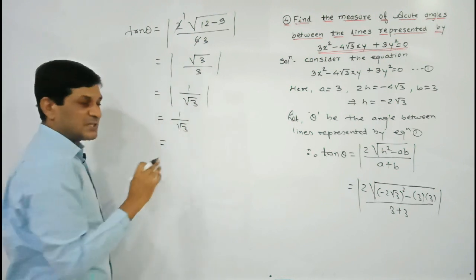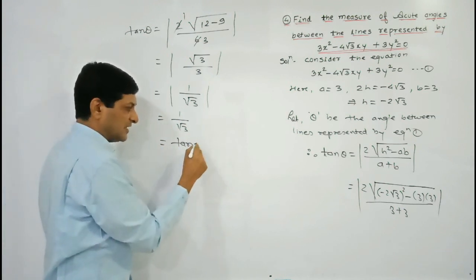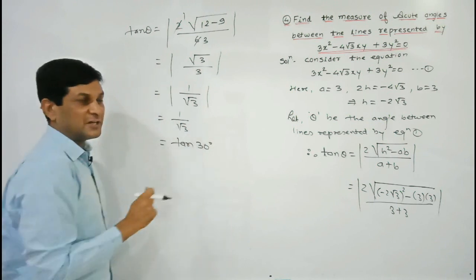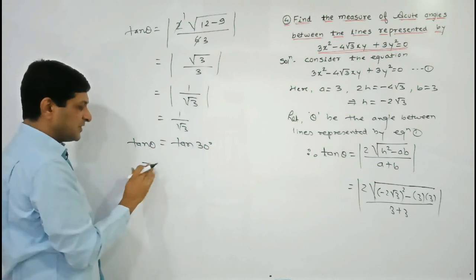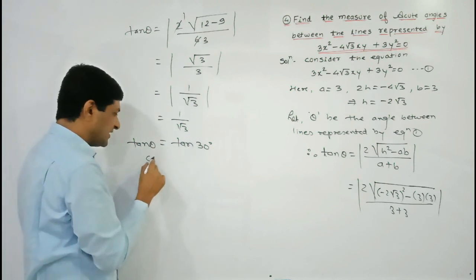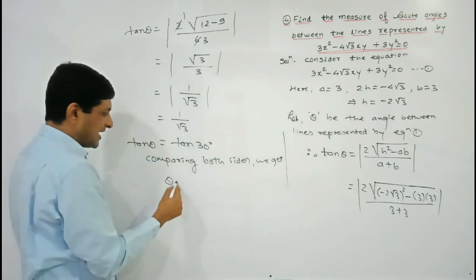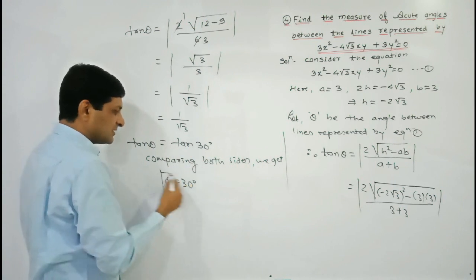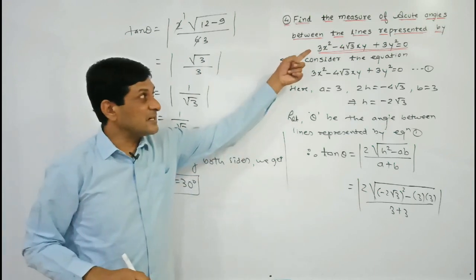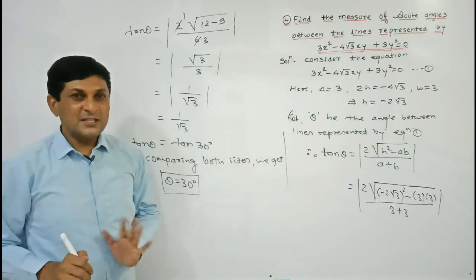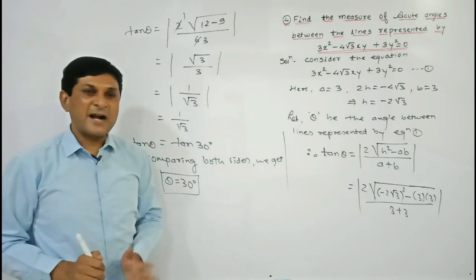Here easily we can observe that 1 by root 3 is nothing but the value of tan 30 degree. 1 by root 3 is the value of tan 30. On the left hand side keep tan theta as it is. Comparing both sides, we can say that theta is equal to 30 degrees. So theta equal to 30 degree is nothing but the angle between the lines represented by this homogeneous equation. In this way we have completed 4 examples from the third part of the question bank.